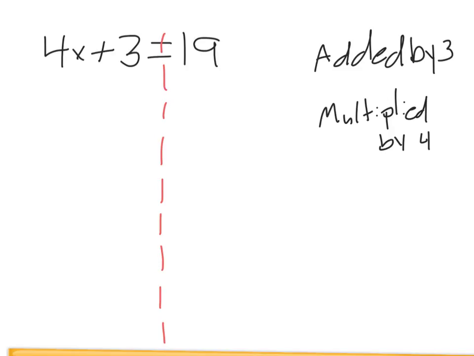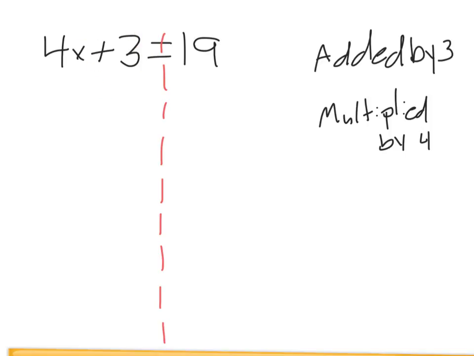The 3 is, right? I mean, look, the multiplying by 4 is right here beside it. The 4 is literally right beside the x. It's being multiplied. But the adding 3 is a little bit farther away. It's not really connected to the x. You see what I'm saying? So which one am I going to get rid of first? 3. I'm going to get rid of the adding 3.